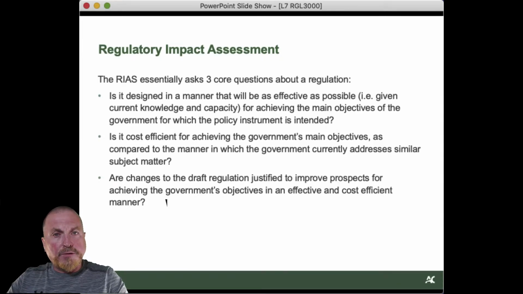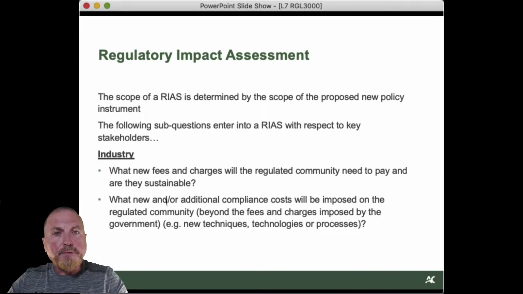Are changes to our regulation justified to improve prospects for achieving the government's objectives in an effective and cost-efficient manner? Okay, and so that question may be when you're doing an amendment to a regulation or an adjustment to a regulation. And we have already learned that the scope of a RIAS is determined by the scope of the proposed new policy instrument. What are we proposing to address? Therefore, within that scope, we need to look at the impacts, effectiveness and efficiency, cost, benefits, direct, indirect, intended, and unintended. Do the benefits of regulatory action exceed the costs as far as we can reasonably tell?